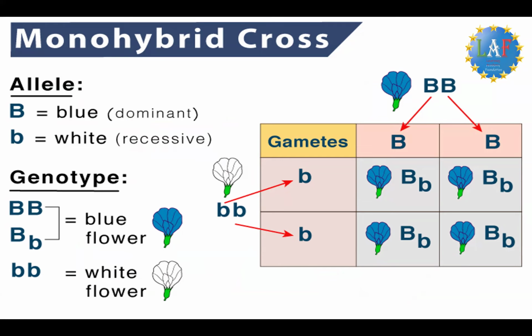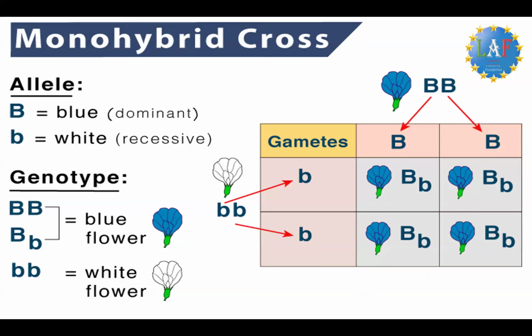The allele capital letter B is blue, for dominant, and lowercase letter b is white for recessive. If the genotype is both capital letter B, or if it is heterozygous, meaning one capital letter and one lowercase, it is a blue flower. If it is both recessive, both lowercase letter b, it is a white flower.